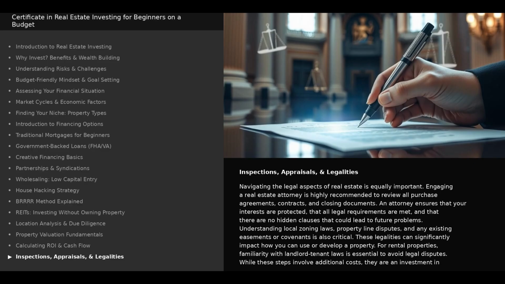Understanding local zoning laws, property line disputes, and any existing easements or covenants is also critical. These legalities can significantly impact how you can use or develop a property. For rental properties, familiarity with landlord-tenant laws is essential to avoid legal disputes. While these steps involve additional costs, they are an investment in protecting your overall financial investment and ensuring a smooth, legally sound transaction. Always prioritize legal due diligence to prevent costly future complications.